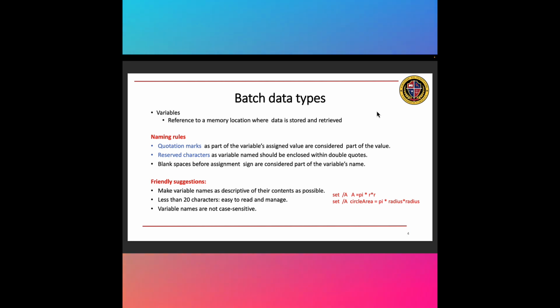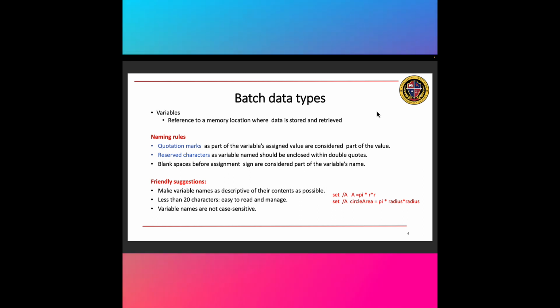So if you give a variable name with a blank space between the assignment symbol and the variable name, that blank space is considered as part of the variable name. Also, you can use reserved words as variable names. But anytime you use a reserved word or a reserved character, always make sure you use the double quotation. I will advise that you do not use reserved words or reserved characters in variable names.